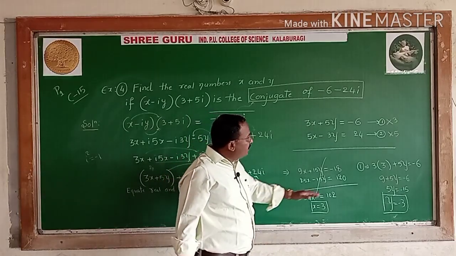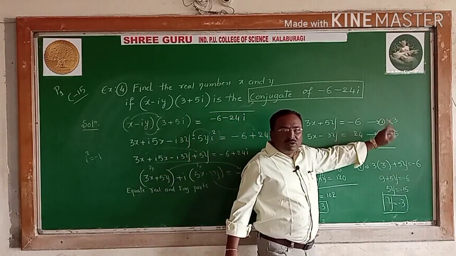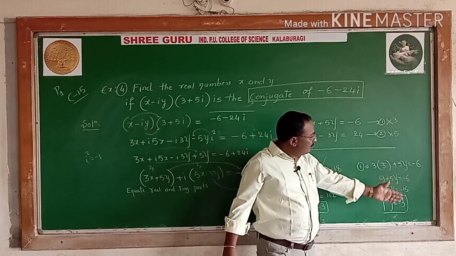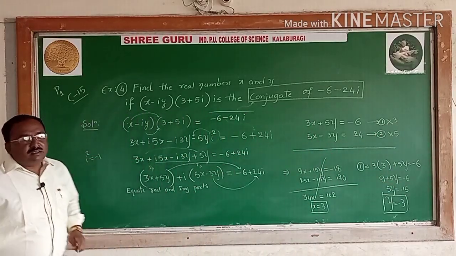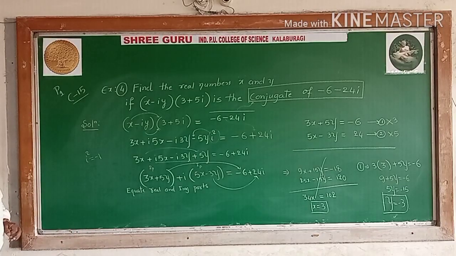If the x value is 3, substitute it in either equation 1 or 2, and we will get the y value. This is the method for finding the values of x and y.